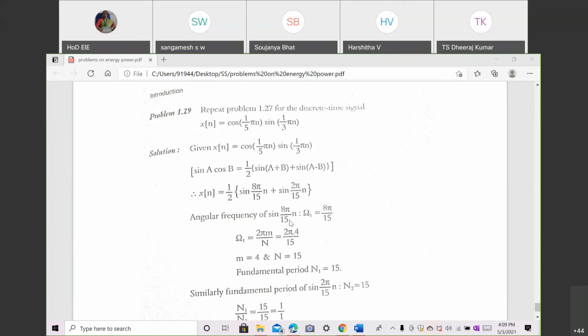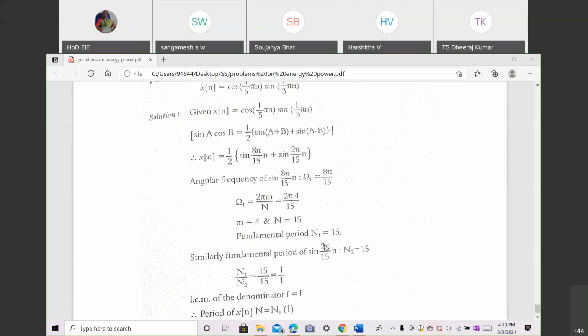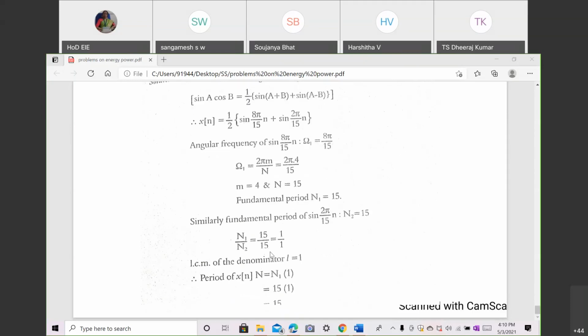Angular frequency of the first wave, that is 8 pi by 15, is 2 pi m by N. So 2 pi m is 4, N is 15. Fundamental period 15. Similarly, the fundamental period of sine 2 pi by 15 n, that is n2, is 15. Then the ratio n1 by n2, 15 by 15, is 1. LCM of the denominator is 1. Period of x(n) is n1 into L, 15 into 1, 15.